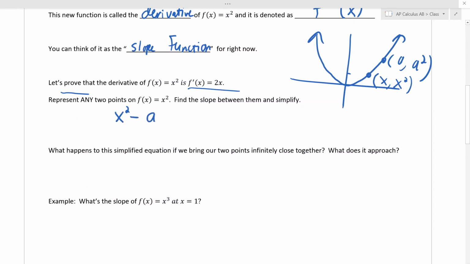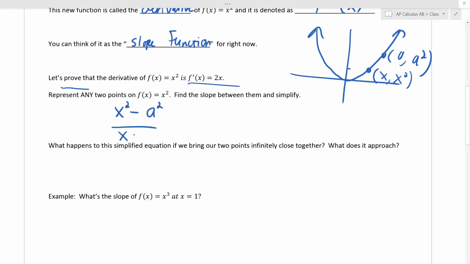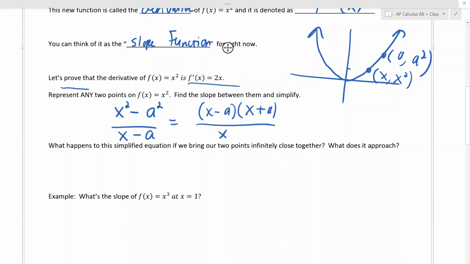It doesn't really matter which direction you subtract as long as you do it the same way for the y's and the x's. That's the slope between those 2 points. And we know that x squared minus a squared factors like that, which means the slope between those 2 points will reduce all the way down to x plus a.